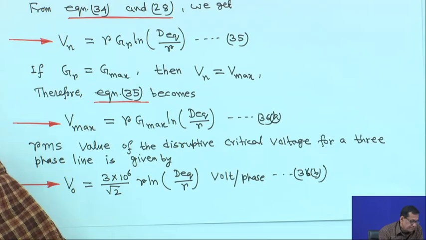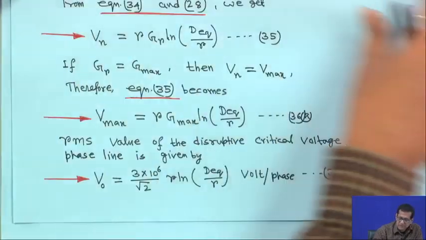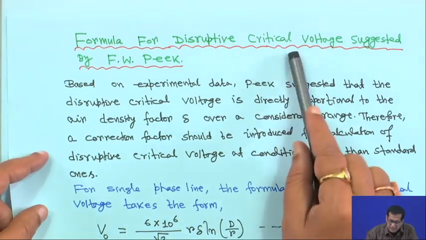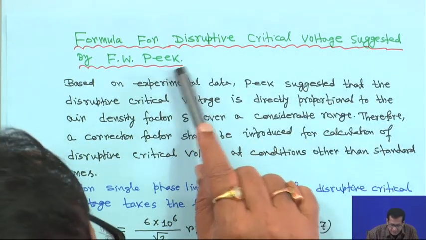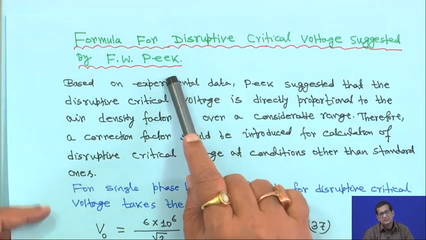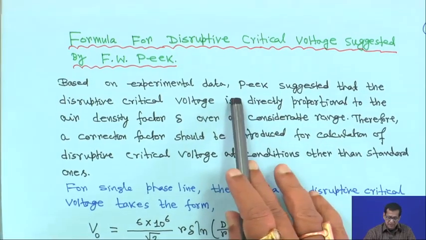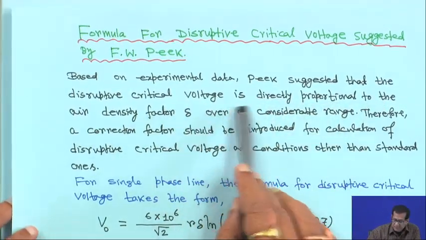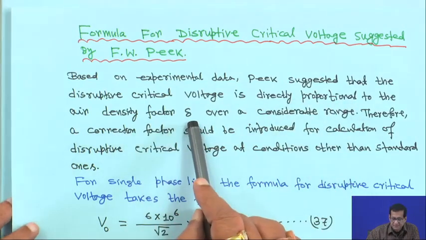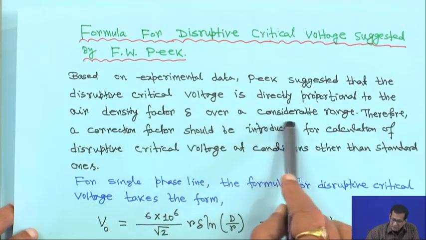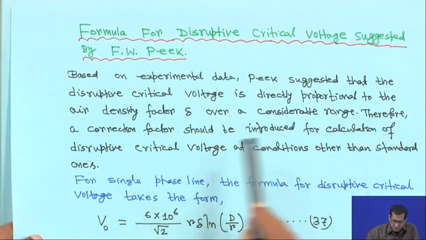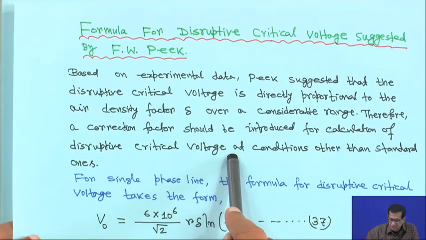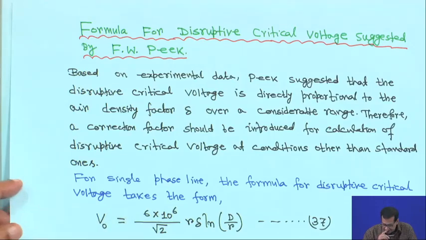Now, next is that formula for disruptive critical voltage suggested by F.W. Peek. Based on experimental data, Peek suggested that the disruptive critical voltage is directly proportional to the air density factor delta over a considerable range. Therefore, a correction factor should be introduced for the calculation of disruptive critical voltage at conditions other than standard ones.